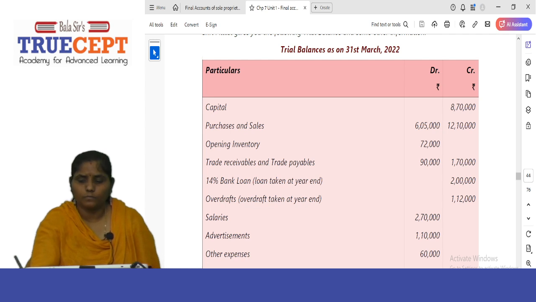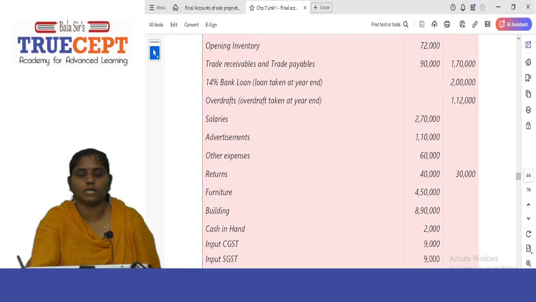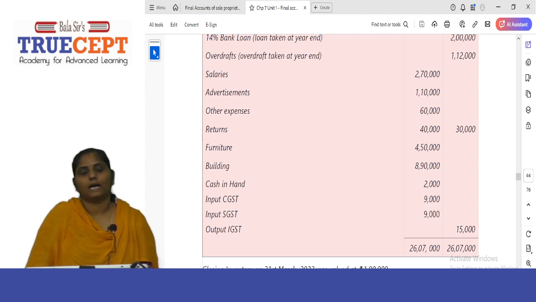Clear? What is the next one? Salaries, expenses, profit and loss account. Next comes your advertisement. Again it is your expense in the P&L account. Other expenses, profit and loss account.